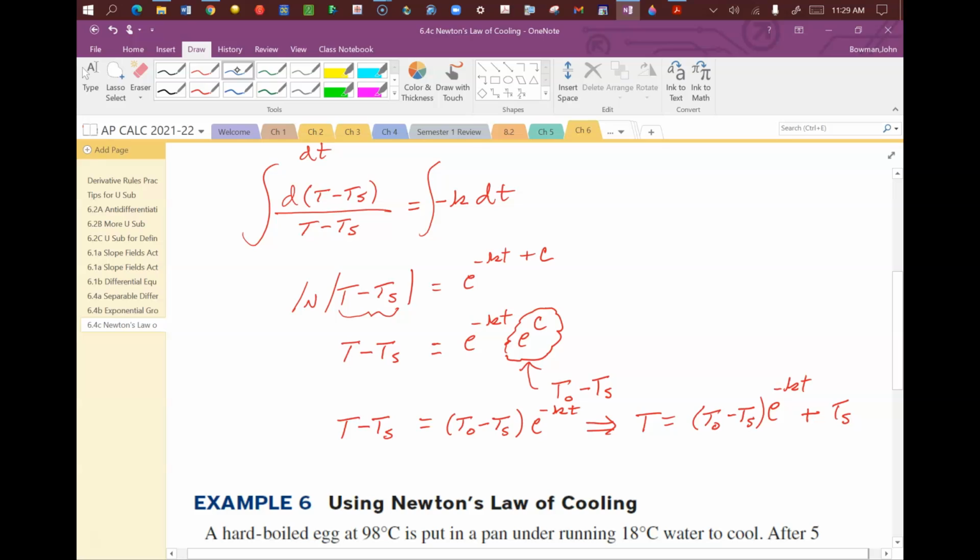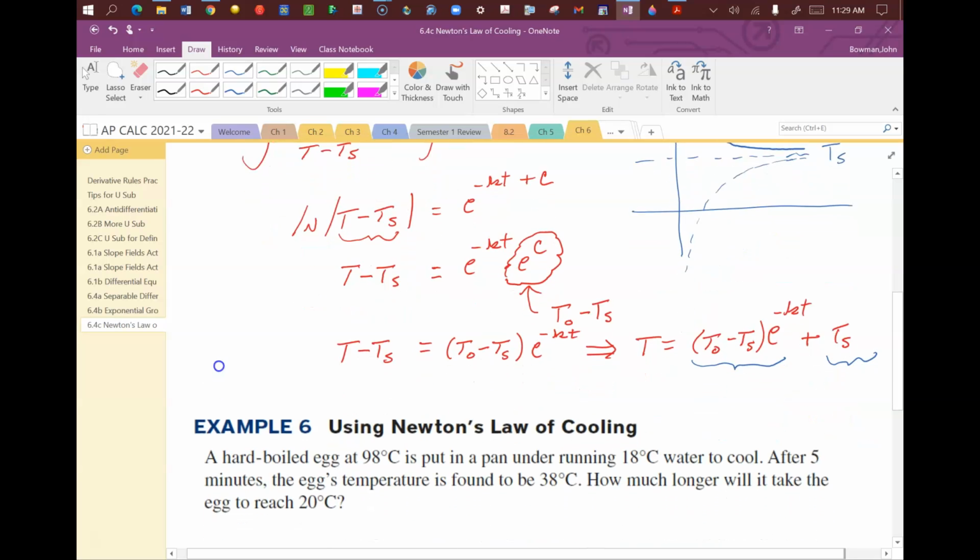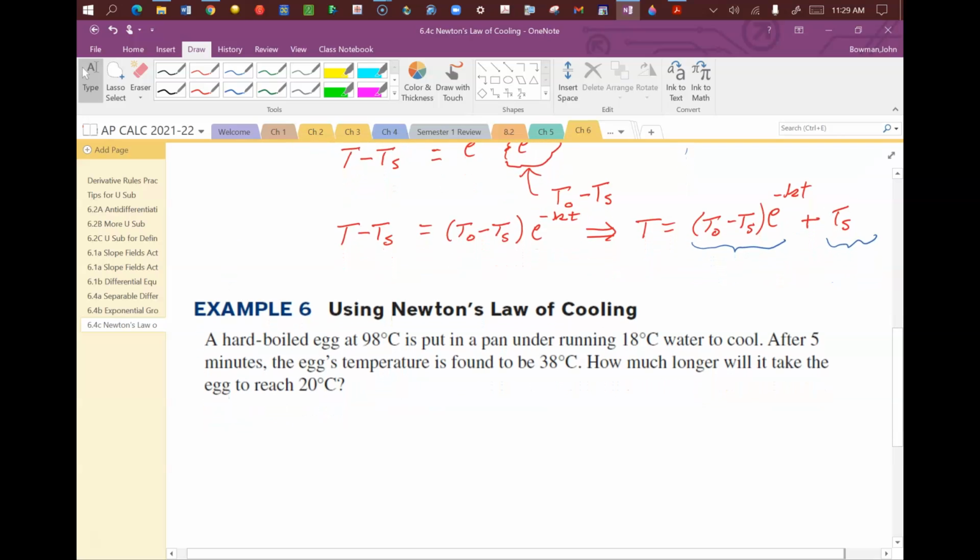If you think about this equation, the first part is an exponential decay and the second part is a vertical shift upward by whatever the surrounding temperature is. So if you're looking at this on a graph, you'd have a horizontal asymptote at the surrounding temperature, and over time the temperature would eventually decay to that temperature. If it were a heating situation, the temperature would eventually rise to that temperature. We're going to stick strictly with the cooling situations.